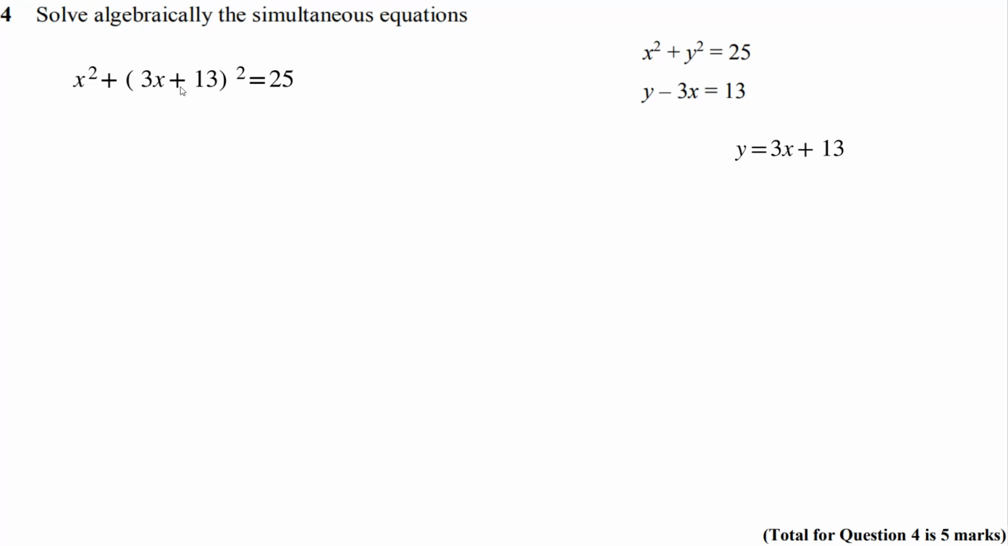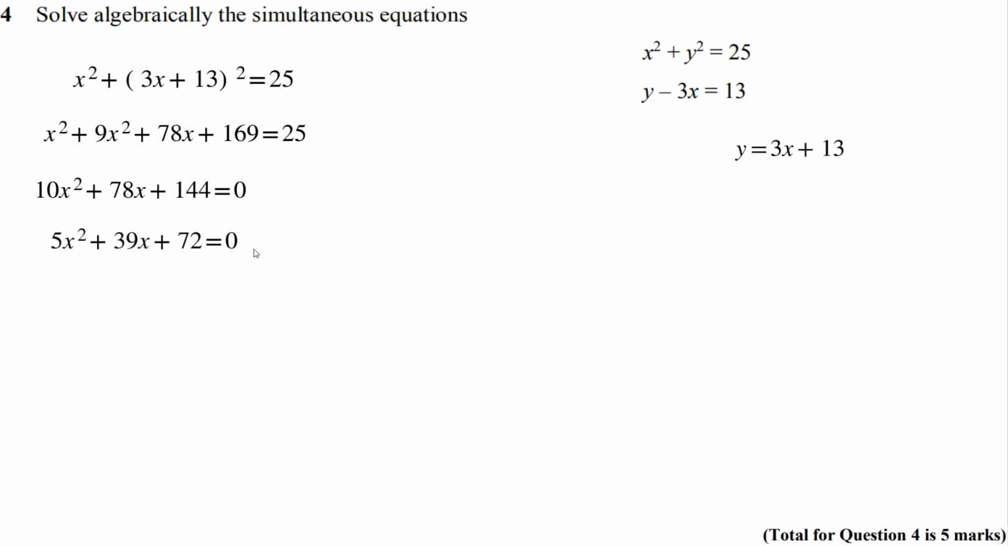So you have 9x squared plus 78x plus 169 here. And then collect like terms. So x squared and 9x squared is 10x squared plus 78x. And then minus 25 from both sides, so plus 144 equals 0. Here we can divide everything by 2.